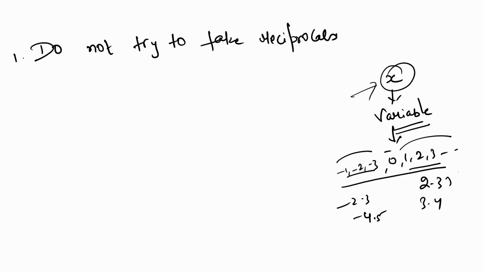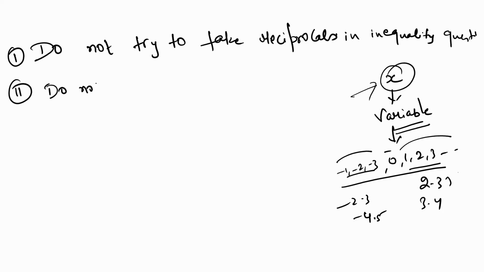So this is the first point: do not try to take reciprocals in inequality questions, because x can be 0 also, and 0 divided by 0 is undefined. And the other thing: do not cross multiply.